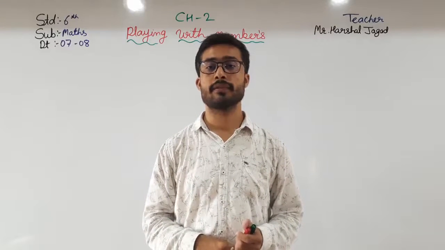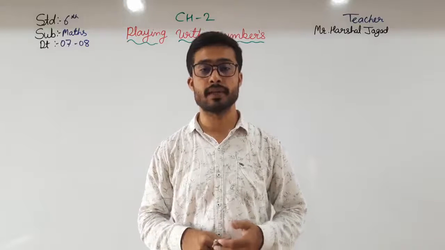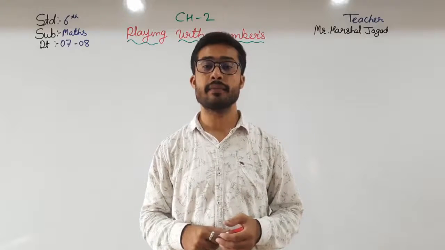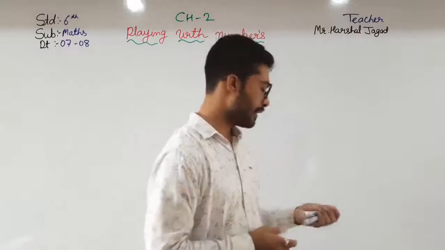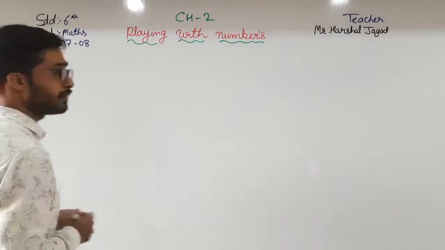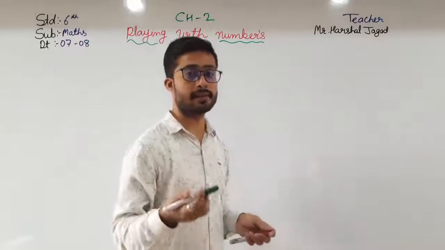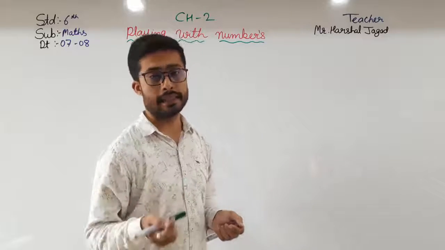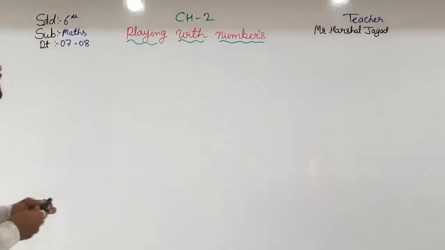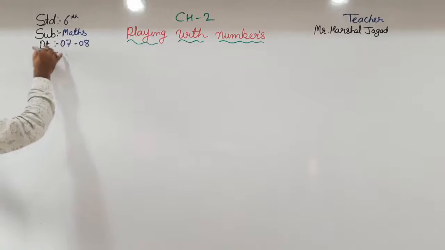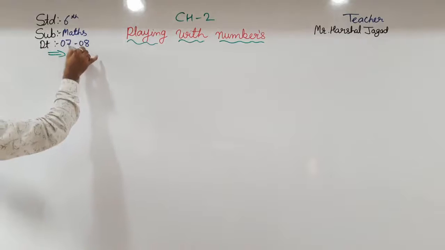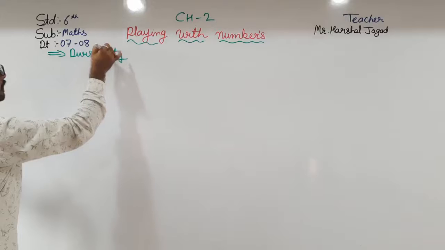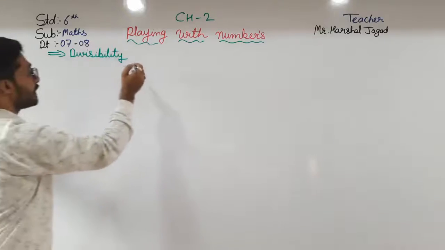So in the previous videos we have been going through chapter number 2, that is Playing with Numbers. In that we have reached the divisibility test. Here we will see the divisibility test again for 2, 3, 4, 5, 6, 8, 9, 10, 11 and 12. So here, divisibility test.